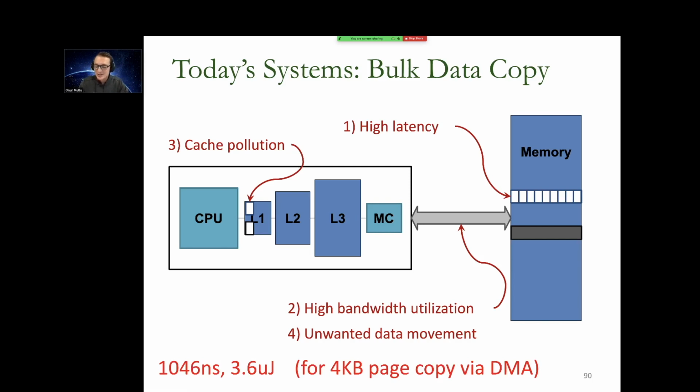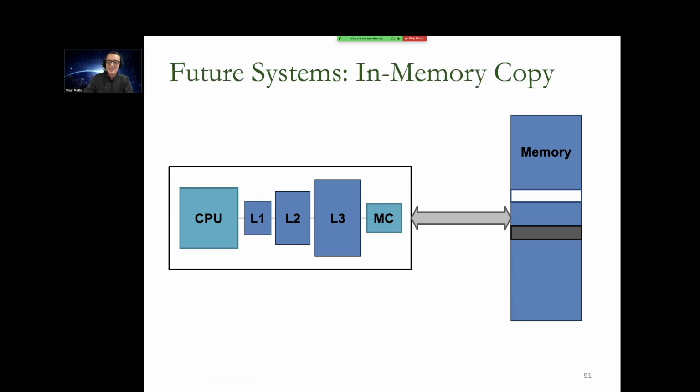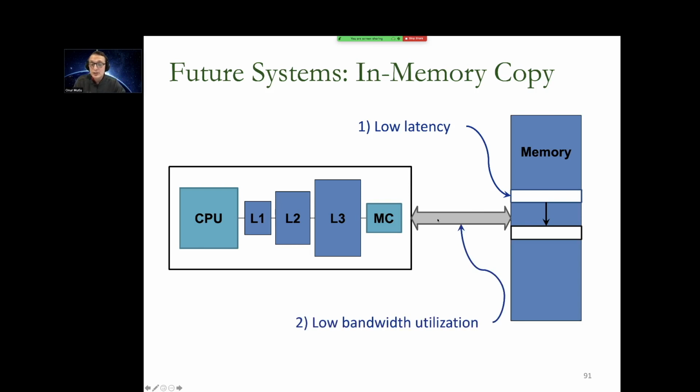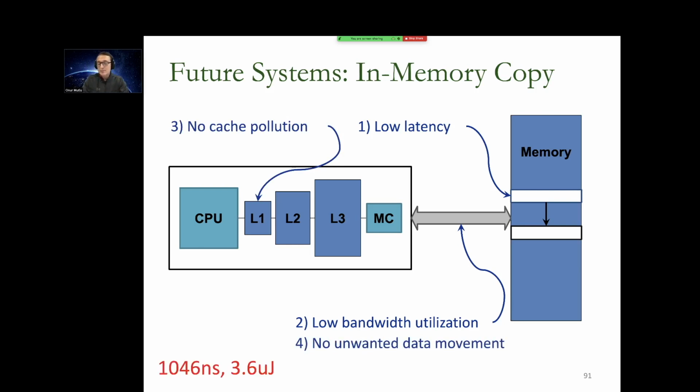If you show this picture to a 10-year-old child and ask them, is this a good way of doing things? Maybe they will tell you, why do you involve the CPU in this? Just do it inside the memory. If you do it inside the memory, you could take advantage of the internal connectivity, which makes it low latency, and also you don't go through the high latency interconnects over here clearly. You basically reduce the bandwidth utilization on the most important bandwidth constrained resource in the system, with no cache pollution and no unwanted data movement. I'm going to show you a mechanism that basically takes us from 1,000 nanoseconds to 90 nanoseconds and from 3.6 microjoules to 0.04 microjoules in an unoptimized manner.